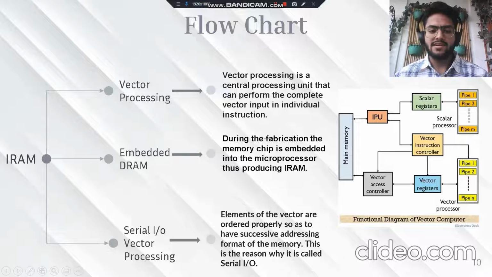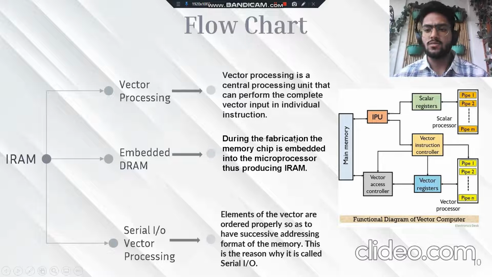Second, embedded DRAM. During the fabrication, the memory chip is embedded into the microprocessor for producing IRAM. Like we talked about before, an IRAM consists of a memory and a microprocessor. So during the fabrication, as in when the IRAM is made, the memory chip, that is the RAM, is already embedded into the microprocessor.